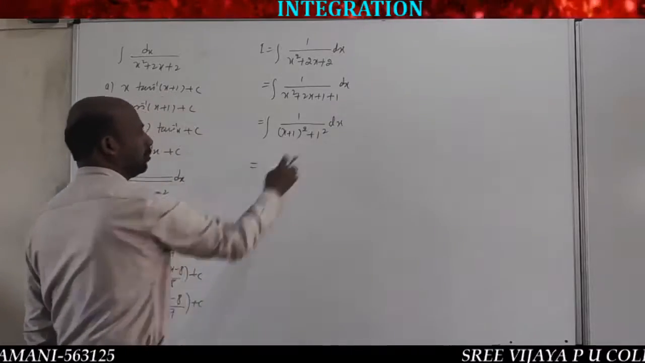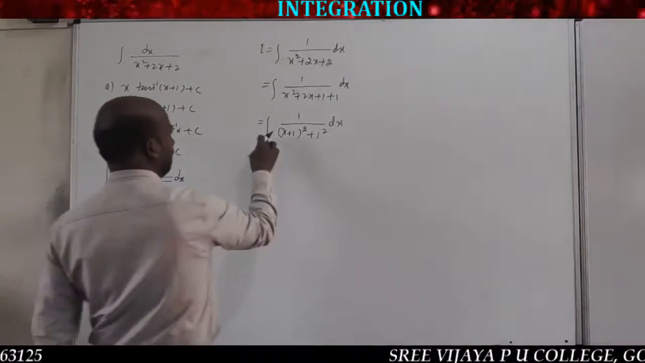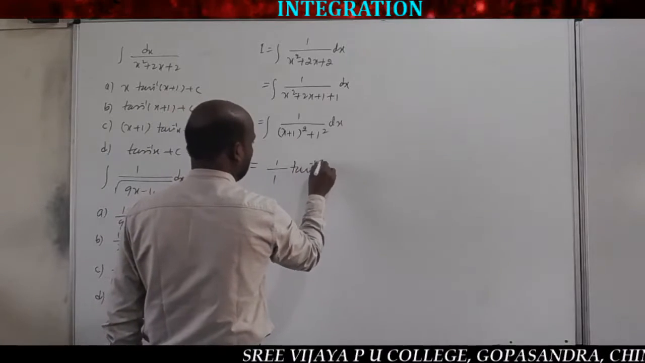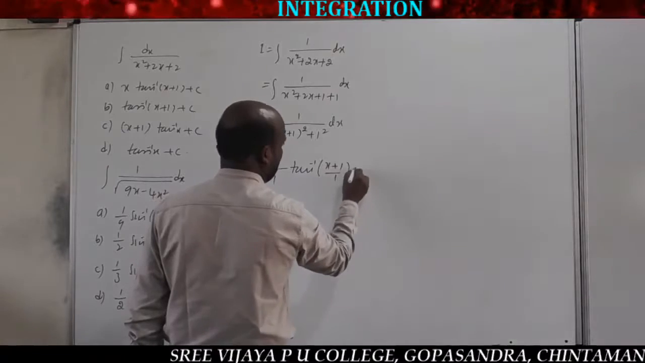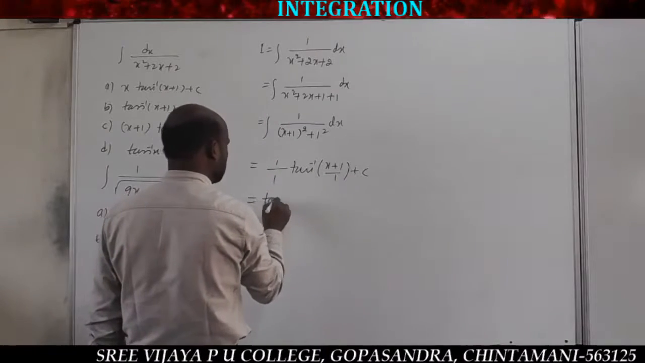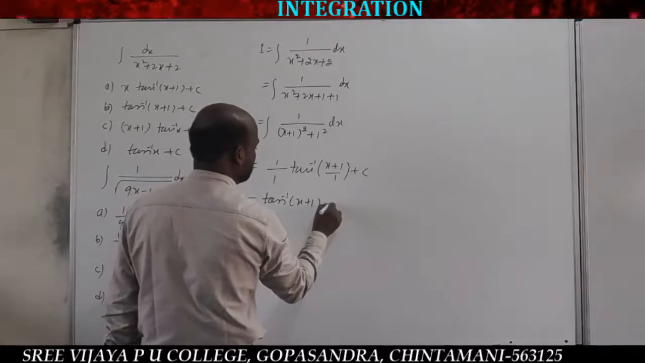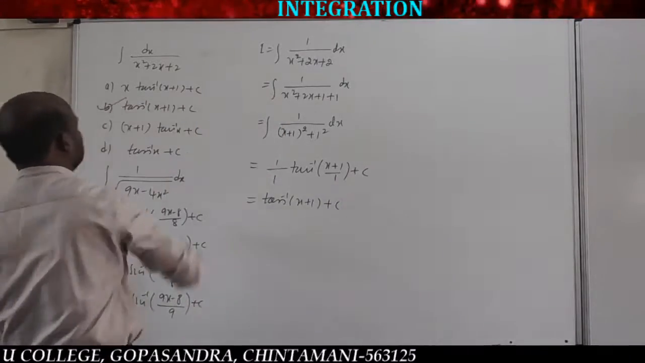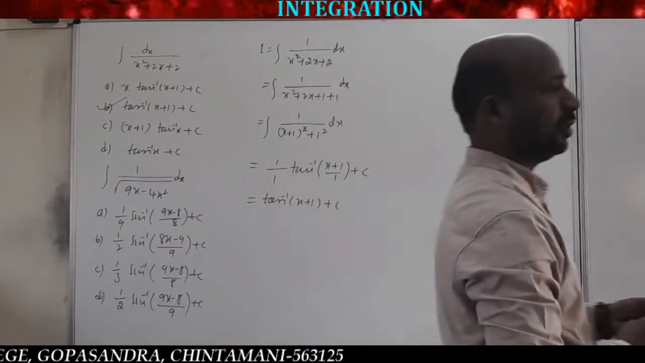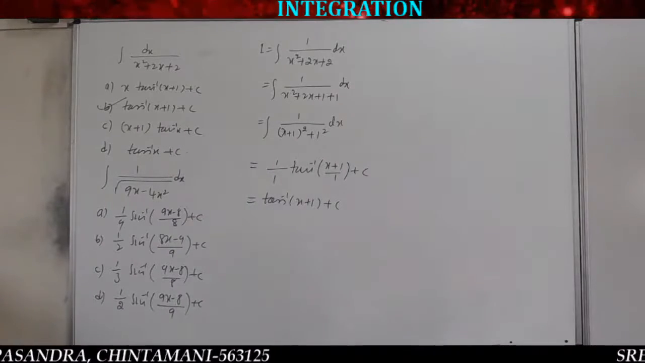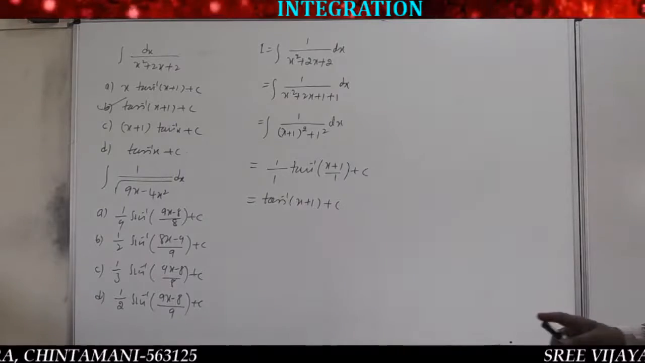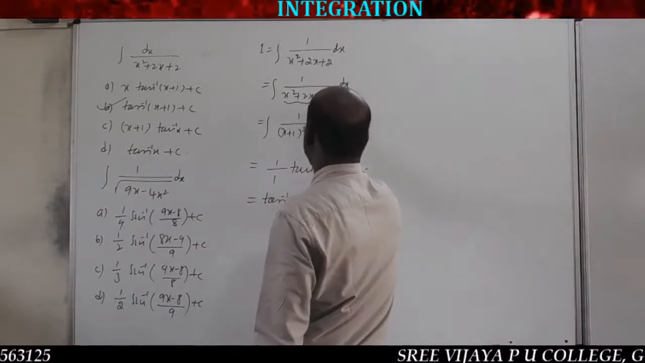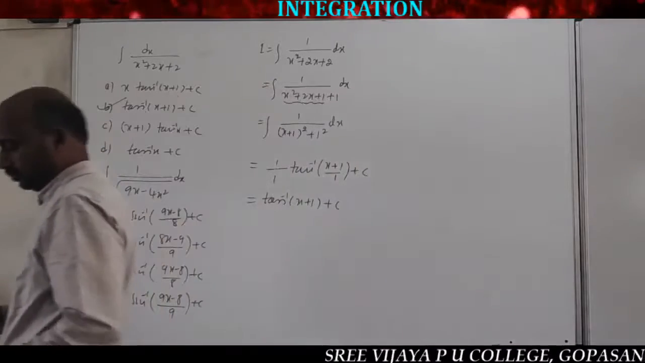So it is the integral of 1 upon x square plus a square, which is 1 by a tan inverse of x by a plus c. So that is equal to tan inverse of (x plus 1) plus c. So option B, tan inverse of (x plus 1) plus c. Here 2 can be taken as x square plus 2x plus 1 plus 1.